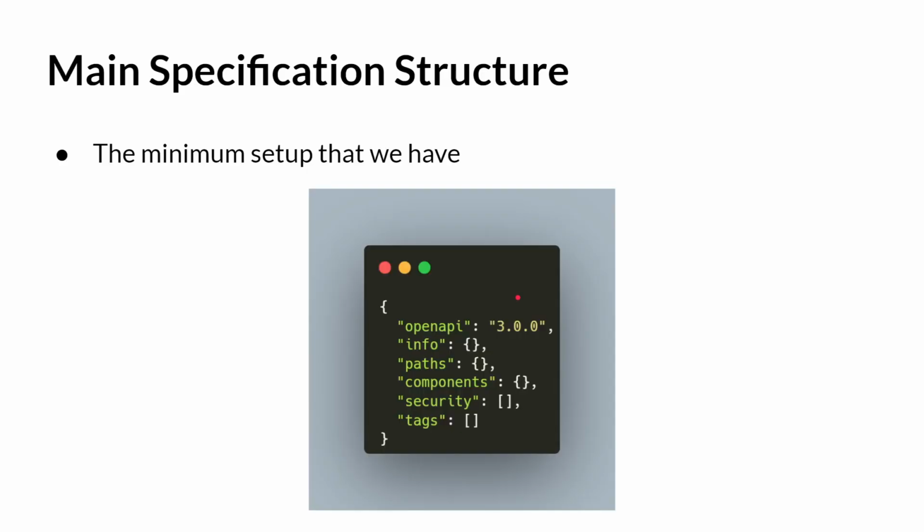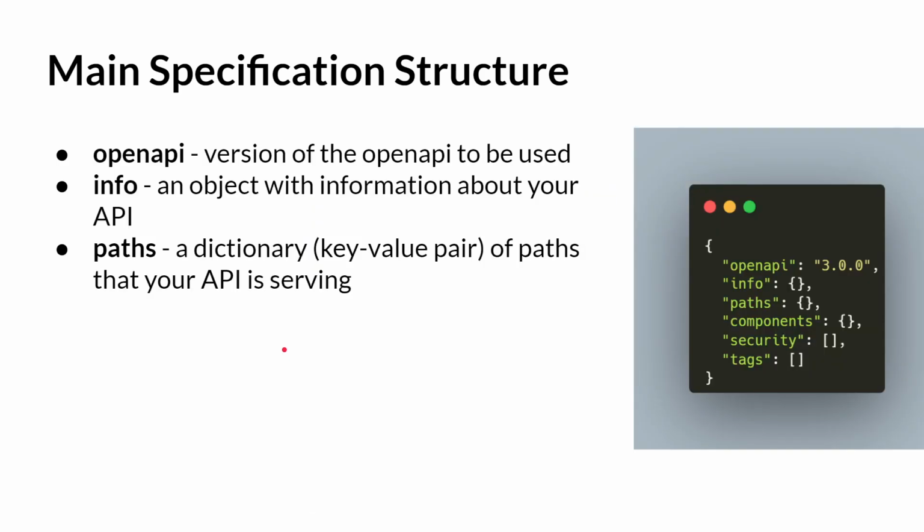There is a main specification structure, where the minimum setup is you have openapi, info, paths, components, security, and tags. So the openapi field says which version of the spec is being used. We are using 3.0.0. If you have seen on the previous slides, the current latest version is 3.1.0, but in our code base we will use 3.0.0. This is the info, which describes what the API spec is about. And then paths, which is a key-value pair dictionary list of paths that your API is serving. We will discuss it later.